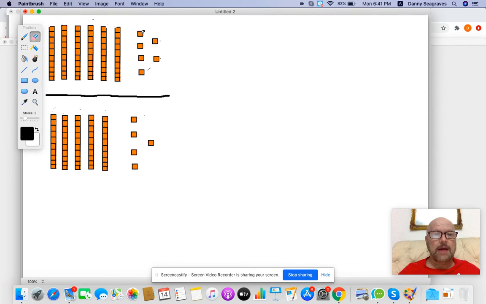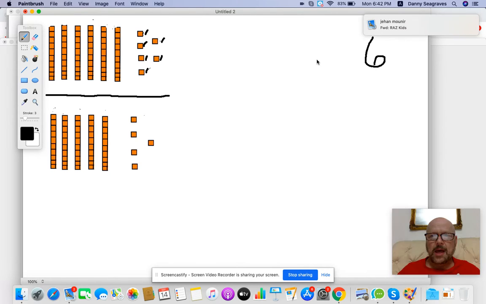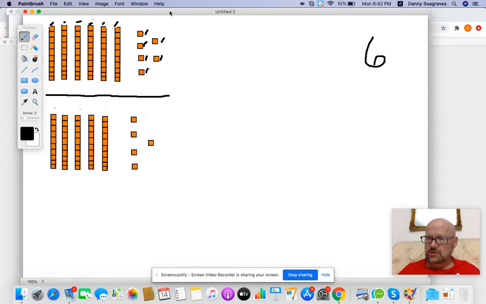Well, let's take a look first at how many ones our first number has. We have 1, 2, 3, 4, 5, 6 ones. So the first number has 6 in the ones column. Now we take a look at how many tens there are, and that's the number that will go in our tens column. So we have 1, 2, 3, 4, 5, 6 tens. So the number that goes in the tens column for this number is 6 also. That means that our number we're adding today is 66.